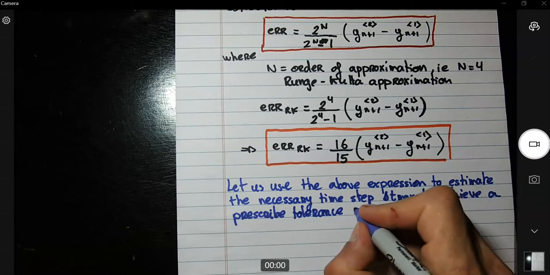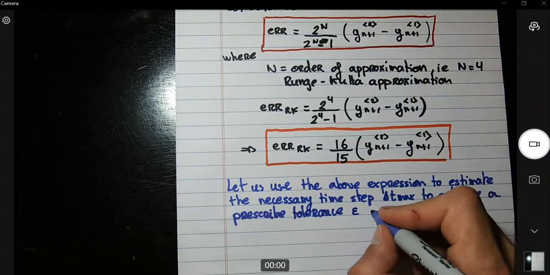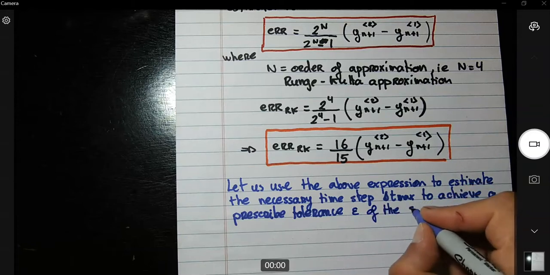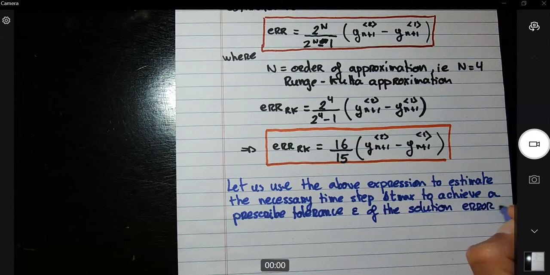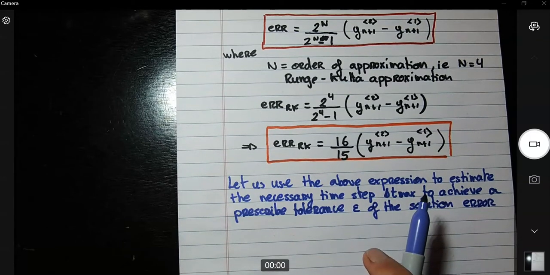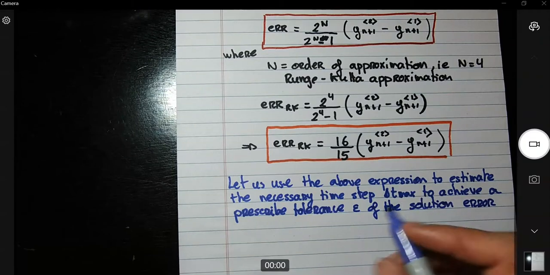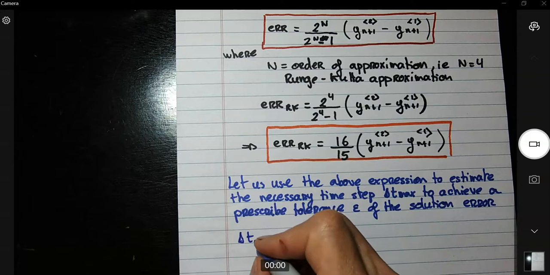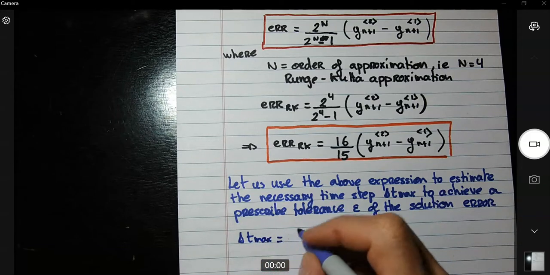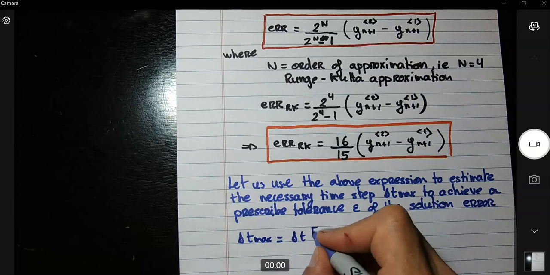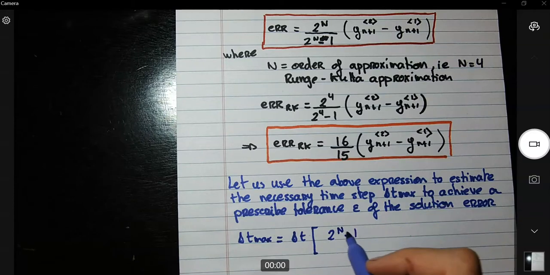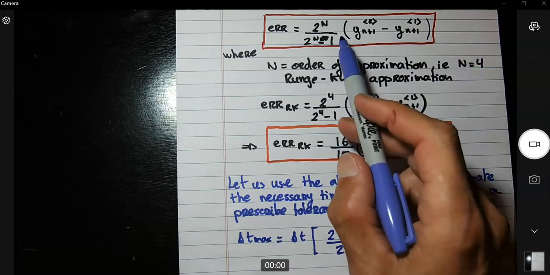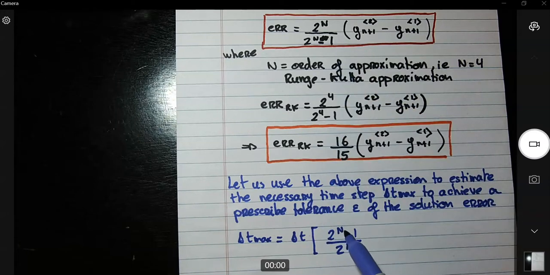So, prescribed tolerance epsilon of the solution error, which is basically the equation we have over here. All right. So basically what's going to happen, this is defined as delta T max needs to be equal to delta T. I'm not going to go into the details of this stuff. 2 and minus 1. But basically what we do is you take this expression in reverse, okay? We reverse this expression here for the time step.